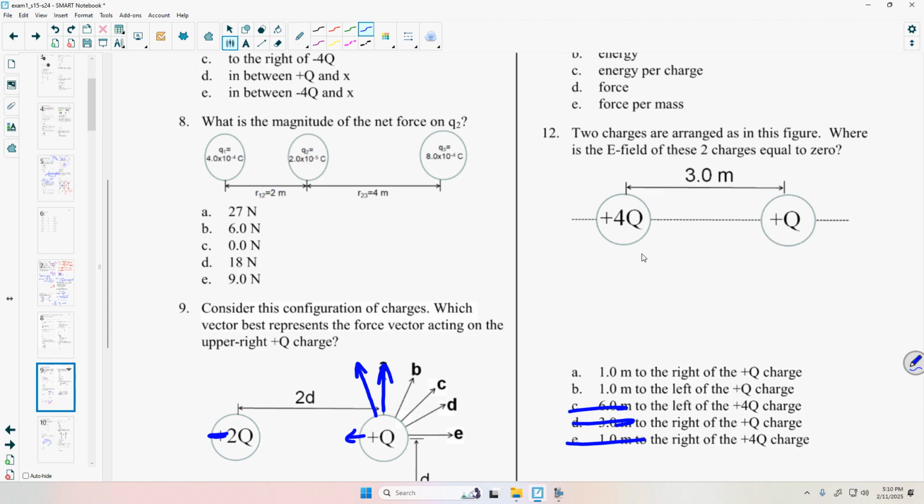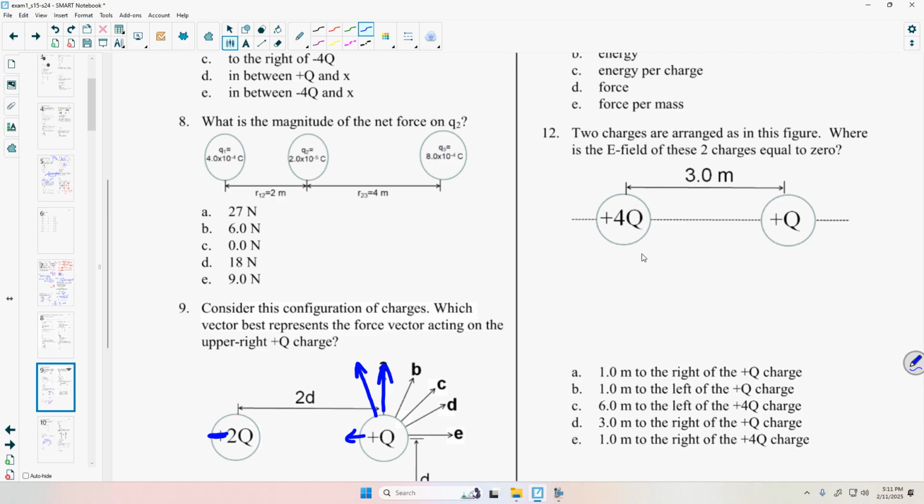So that would be 1 meter to the, 1 meter to the left. Wait, 1 meter to the, yeah, I can't. I'm sorry. Let's return back to this.